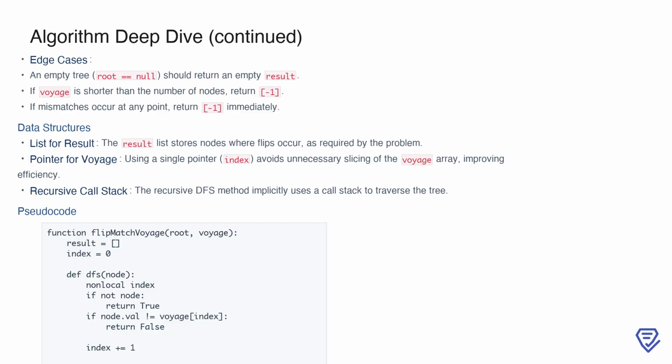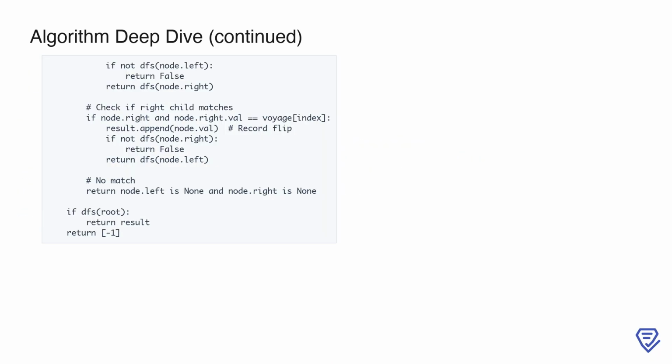The pseudocode demonstrates how this works step by step, starting with a base case where an empty node returns true. If the node value doesn't match voyage index, we return false immediately. Otherwise, we increment our index and proceed to check the children. If the left child matches the next value in voyage, we recursively traverse the left subtree, followed by the right.